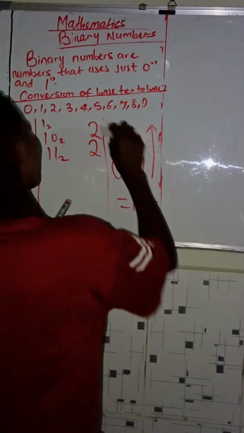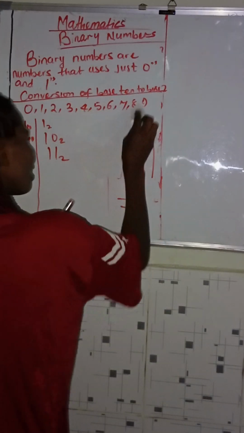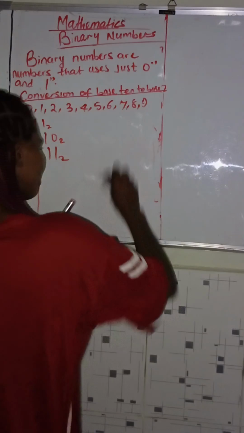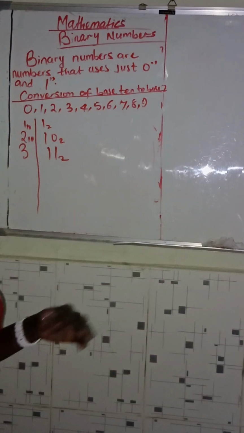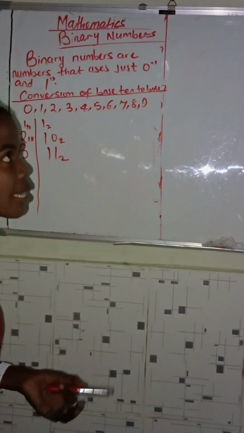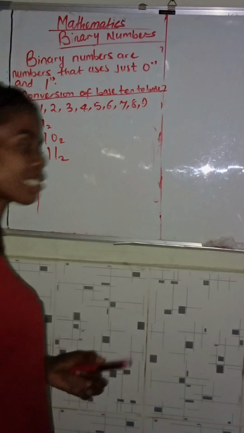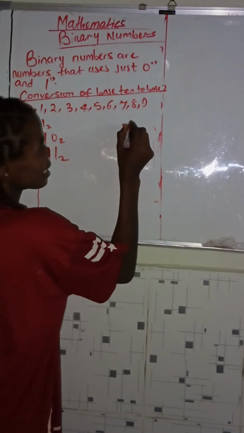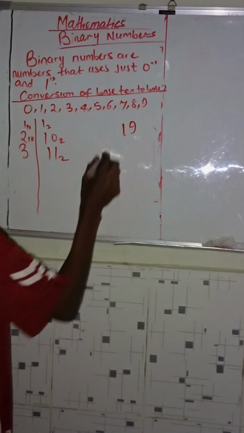All right, so now let's go to any other number. Let's pick a 2-digit number. Let's say 19, right? Okay, so 19. I want to know what 19 is in binary.